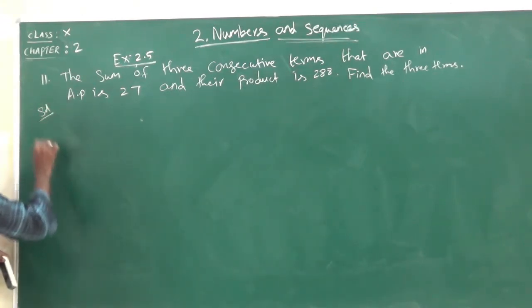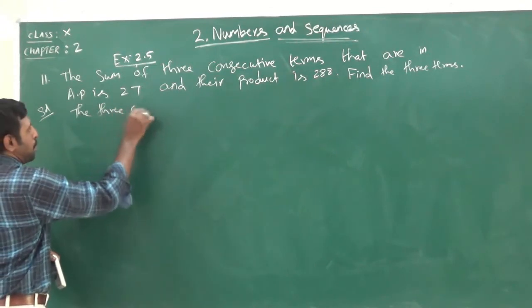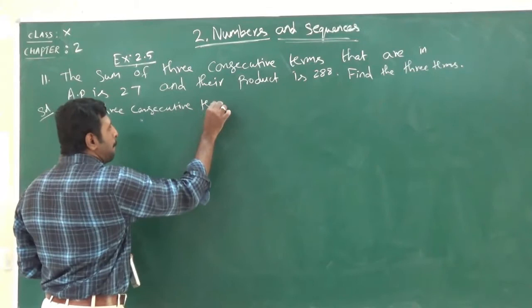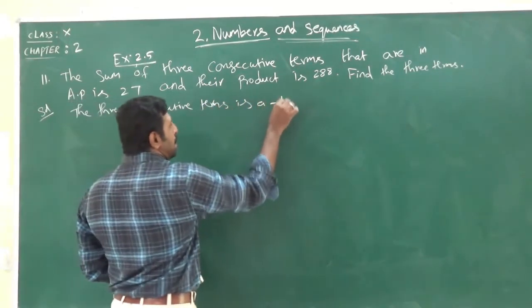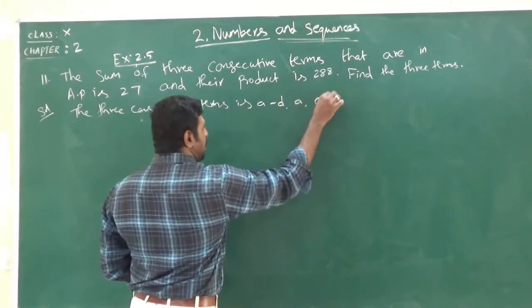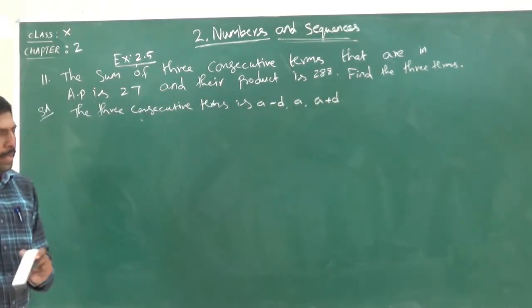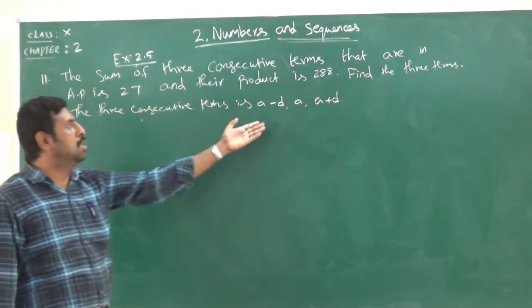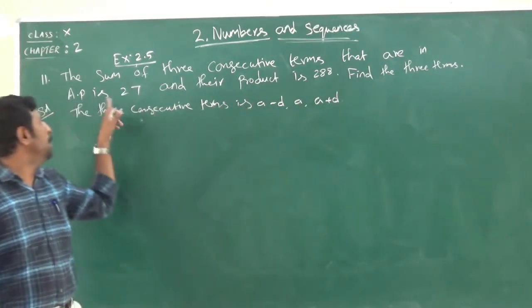Solution. The three consecutive terms are a minus d, a, a plus d. These are the three consecutive terms of AP. Now our question is the sum of three consecutive terms. So we have to add these three terms. Then the sum of the AP is 27.